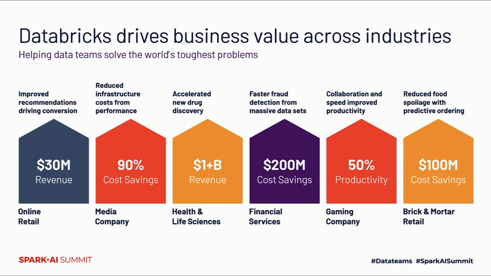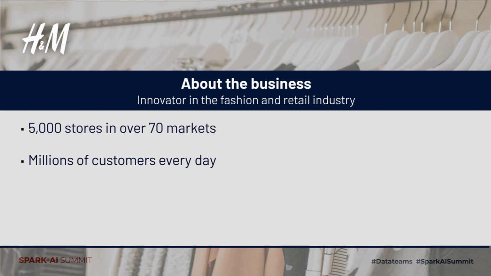Here are some of the outcomes in a variety of industries that we've seen. Value can be quantified in terms of productivity gains, cost saved, revenue increases, etc. The results can be pretty dramatic, as seen here. And we'll also look at some numbers in the following customer examples. So we'll start off by looking at H&M.